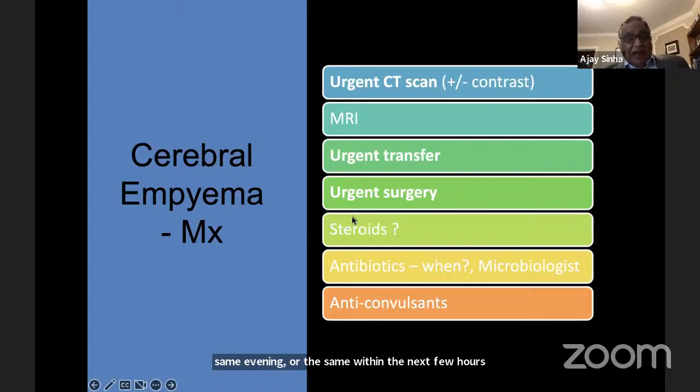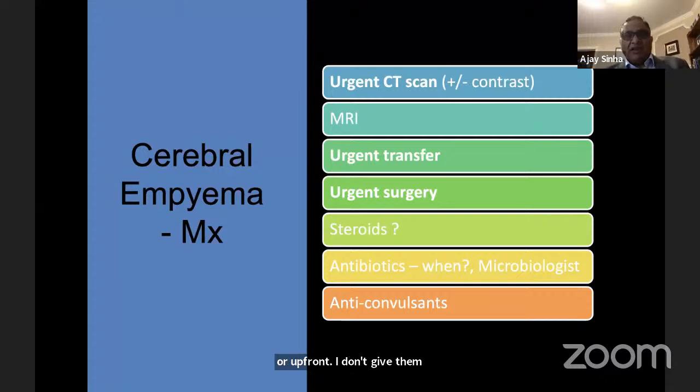We haven't given steroids, but there are a lot of studies where people have used steroids. We, as a matter of policy, do not use steroids. For antibiotics, we start with a broad spectrum and move on to specific antibiotics after discussion with the microbiologist. As for anticonvulsants, I don't give prophylactic anticonvulsants, but if they have a fit, then I put them on.